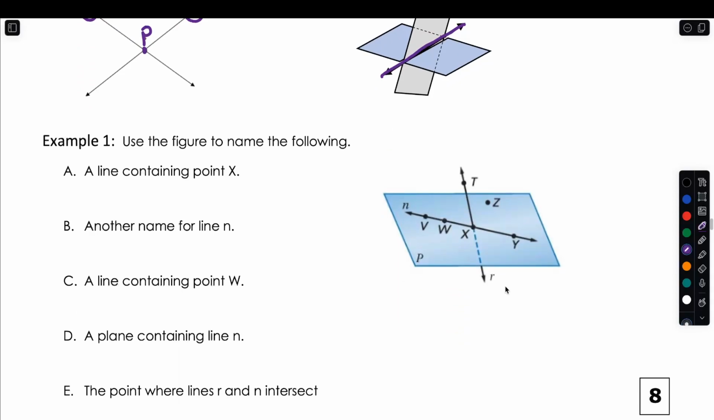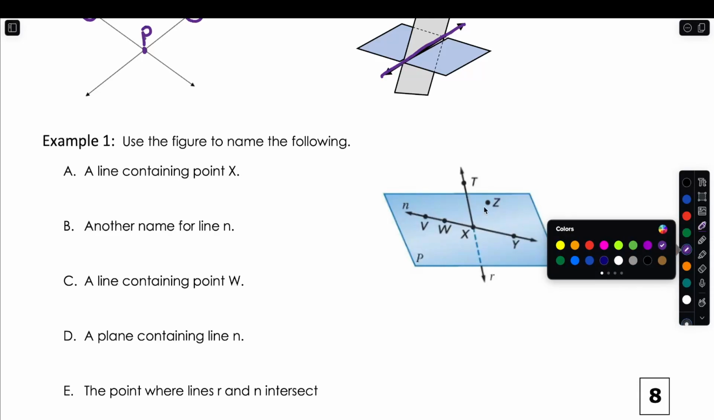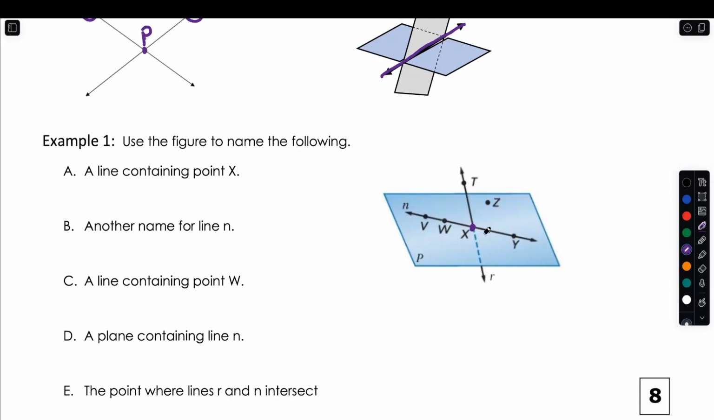Example number 1 says use the figure to name the following. A line containing point X. So we want to find our point X, which is right in the middle here. And then look at the lines that point X is sitting on. We have two lines in particular here, line N and line R, both contain point X. So we could say that point X is their intersection.